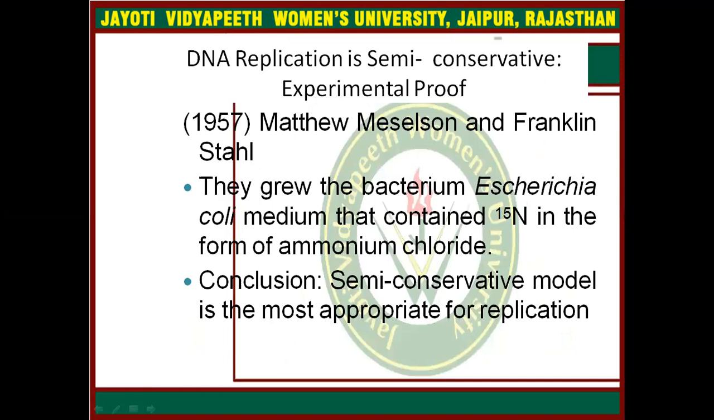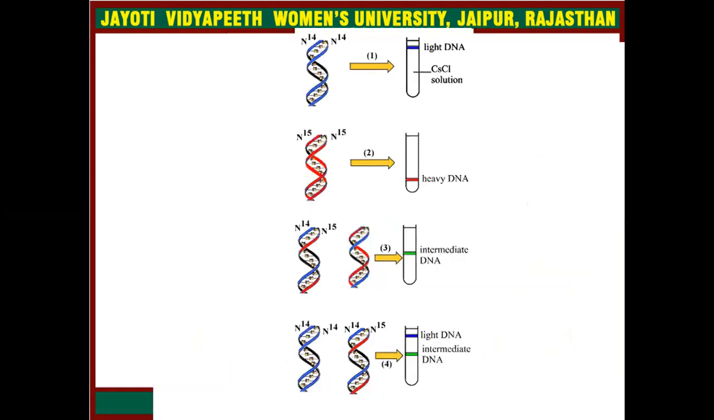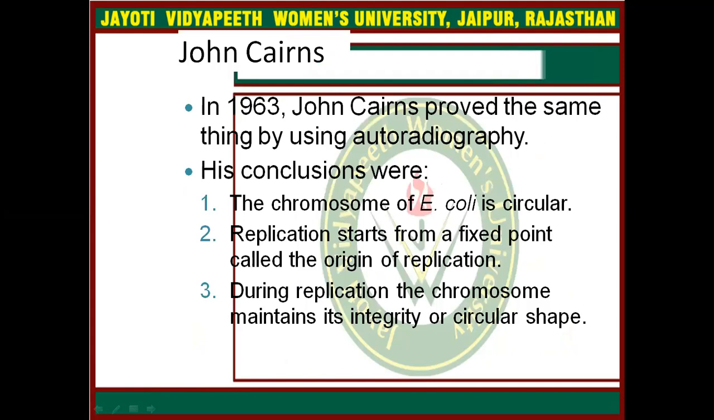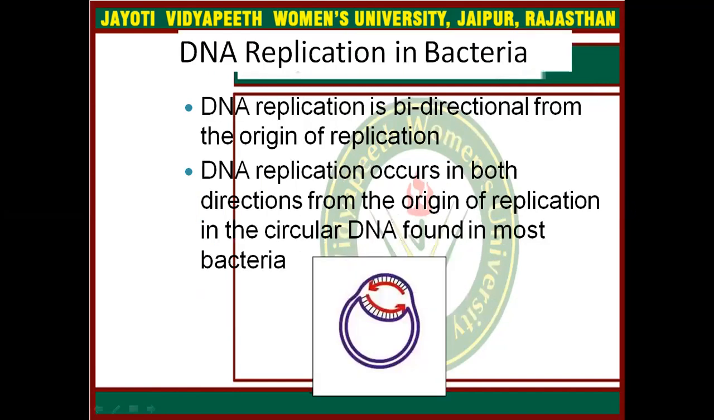DNA replication is semi-conservative. For this hypothesis, experimental proof was given in 1957 by Matthew Meselson and Franklin Stahl. In 1963, John Cairns proved the same thing by using autoradiography. His conclusions were that the chromosome of E. coli is circular, replication starts from a fixed point called the origin of replication, and during replication the chromosome maintains its integrity or circular shape.